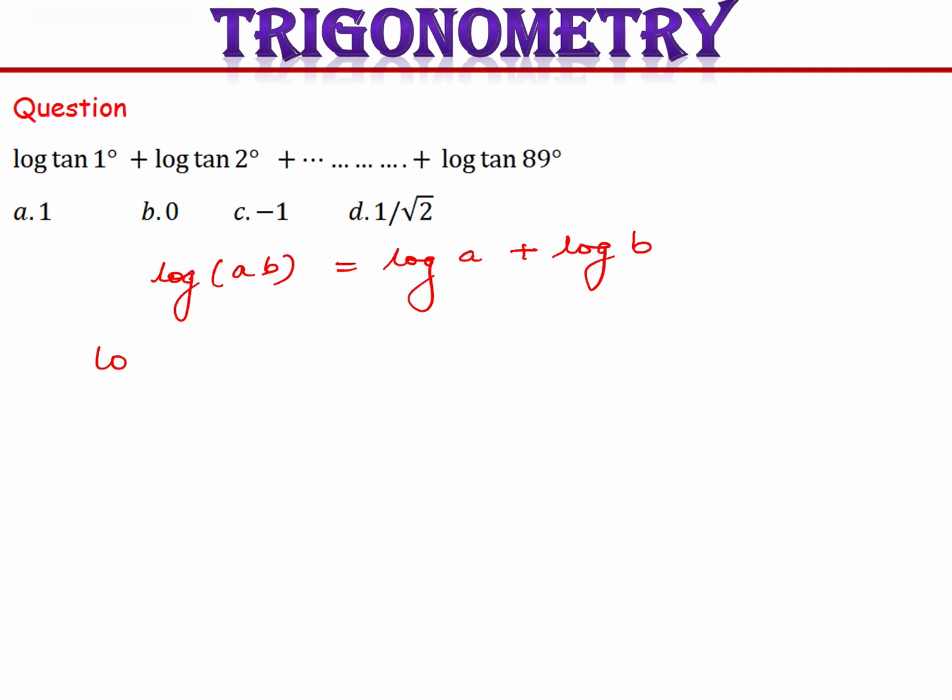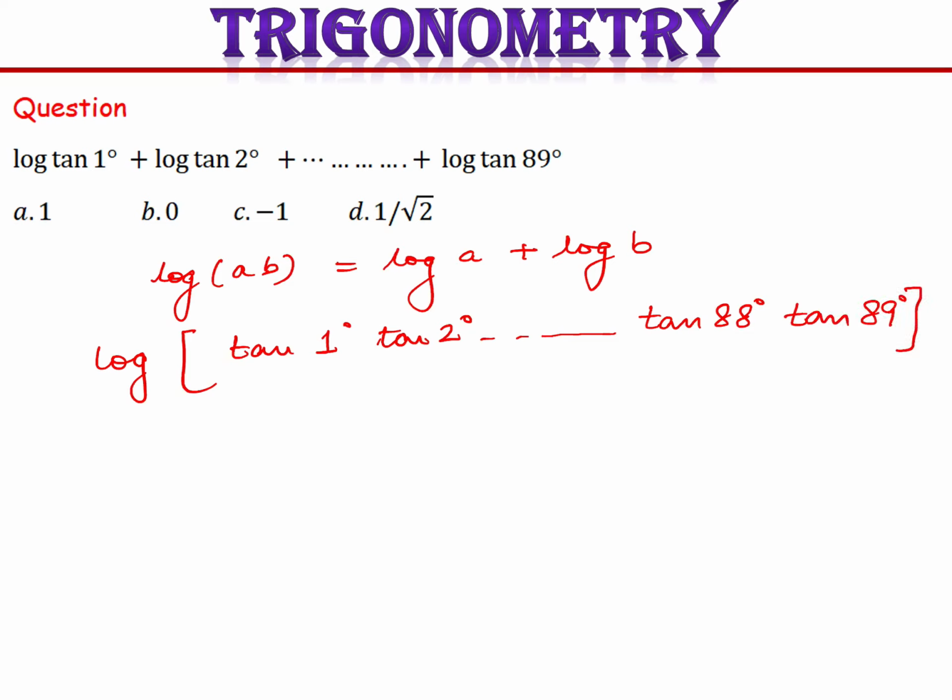Here I am applying it, so I will get log tan 1 degree, tan 2 degree, and before I write the last term, tan 88 degree and tan 89 degree. Now I can make the pairs. I can make the pair of tan 1 degree and tan 89 degree so that the sum of the angles is 90 degree. So I get log tan 1 degree and 89 degree.